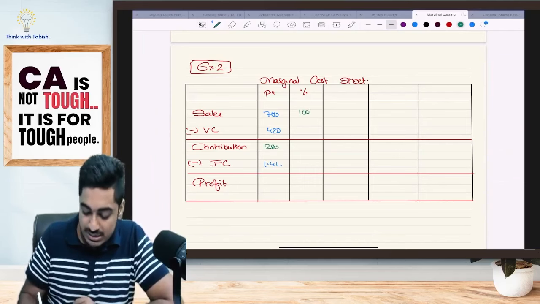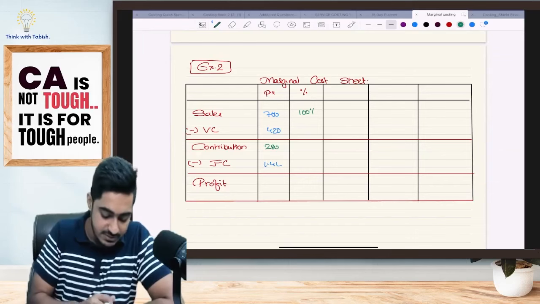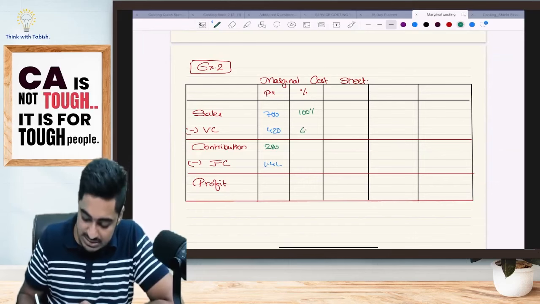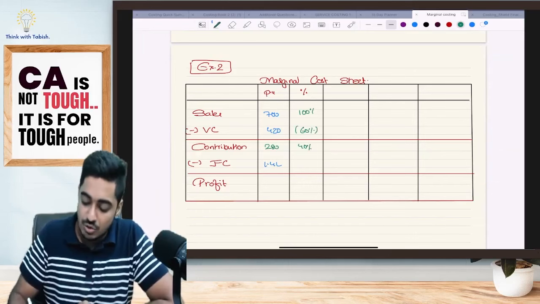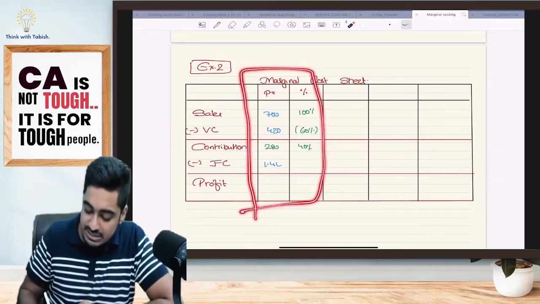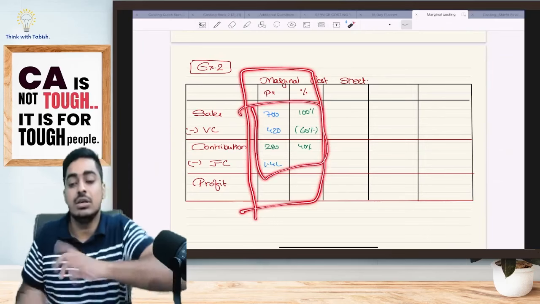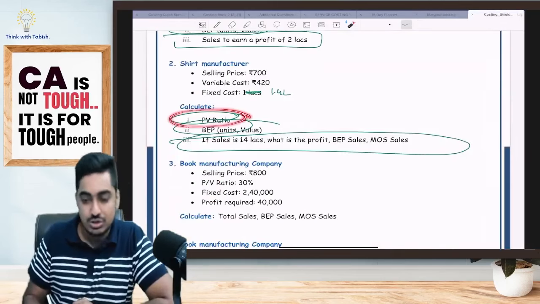Sales is always going to be 100% of sales. How much percentage is variable cost? Sir, on a sale of 700, variable cost is 420. That means it is 60%. That means how much percentage is contribution? 40%. Know that, students, your biggest victory is getting this box right. If you get these values, anything you can calculate. Trust me.